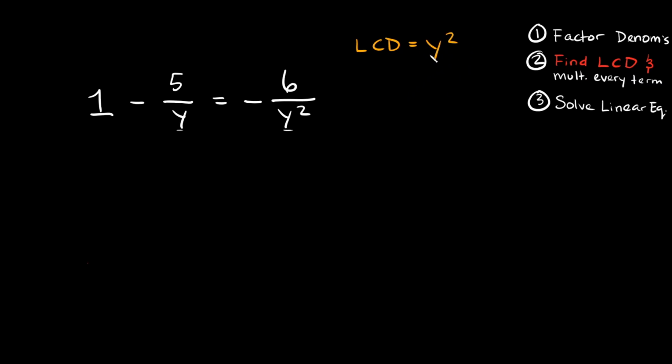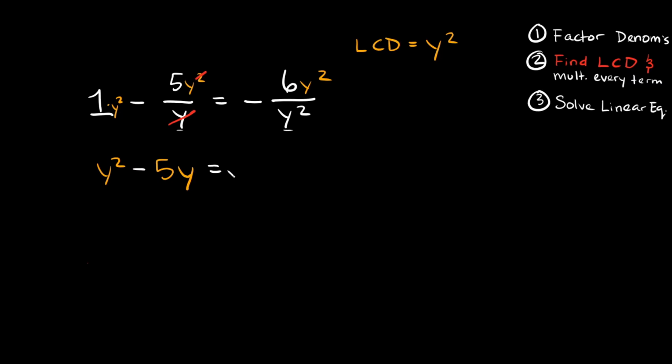Okay, so now that we've found our LCD, all we have to do is multiply every term by the LCD. Now that we multiplied it, we can start canceling stuff out. First of all, 1 times y squared is just y squared. Then we're going to have minus this one right here. On the bottom, we have a single y, and on top we have two y's. So the single y on the bottom cancels out one of the y's on top, and we're left with one y on top. So we're just left with 5y, since 5 times y is just 5y.